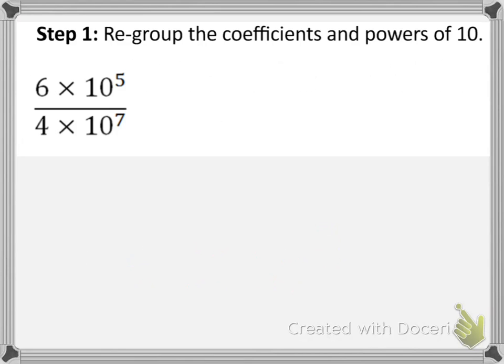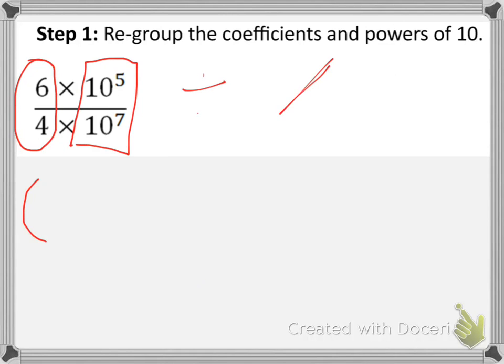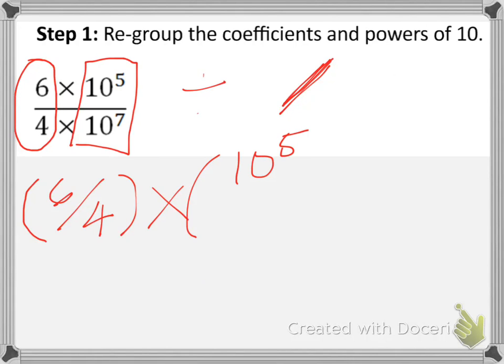Step 1. Regroup the coefficients and powers of 10. So the coefficients are the numbers without the power, so 6 and 4. And the powers of 10 are the ones 10 raised to some power. So I'm going to regroup it. Now you can either use the division symbol or the fraction bar. I'm going to use the fraction bar because they both mean division. 6 divided by 4 times 10 to the 5th power divided by 10 to the 7th power.